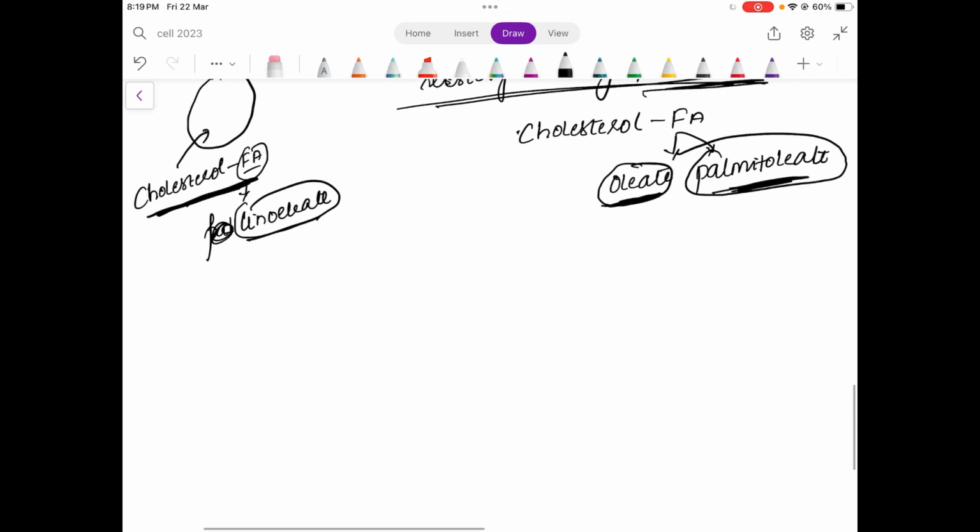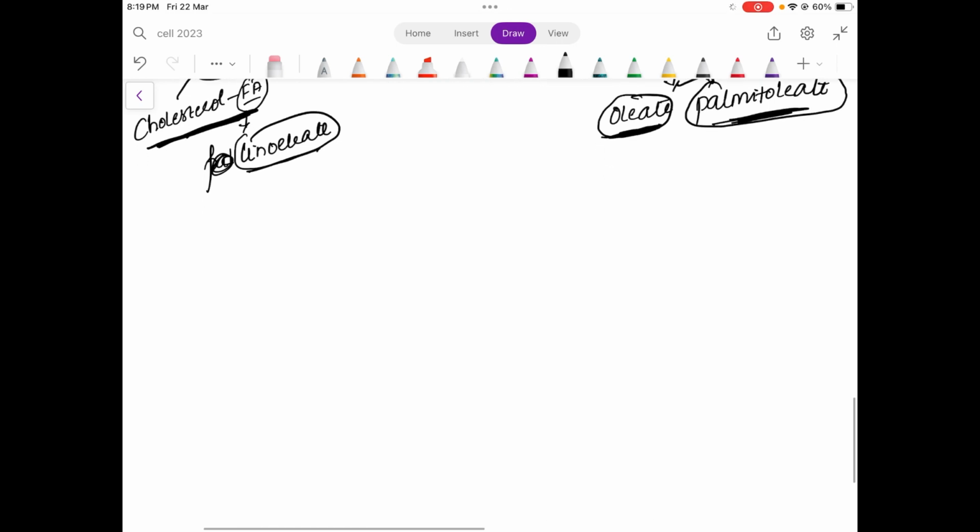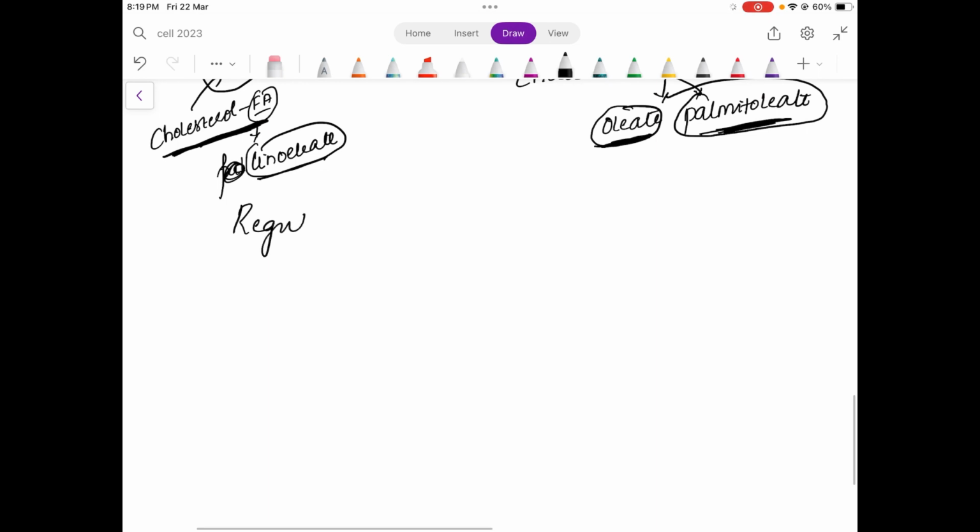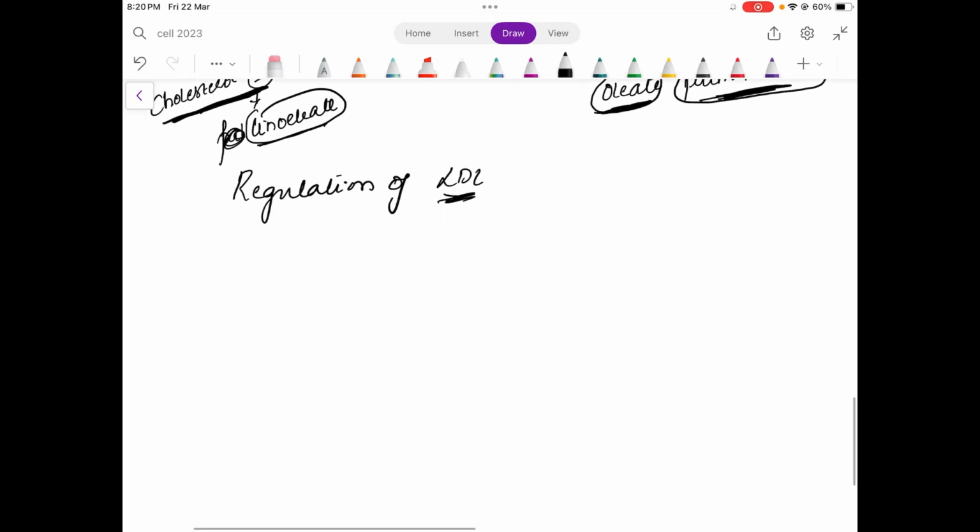So this is the basic mechanism which is involved in absorption of cholesterol through LDL molecule by cells other than liver and intestinal cells. Now we will see the regulation of LDL metabolism, how this is regulated through receptor mediated mechanism.